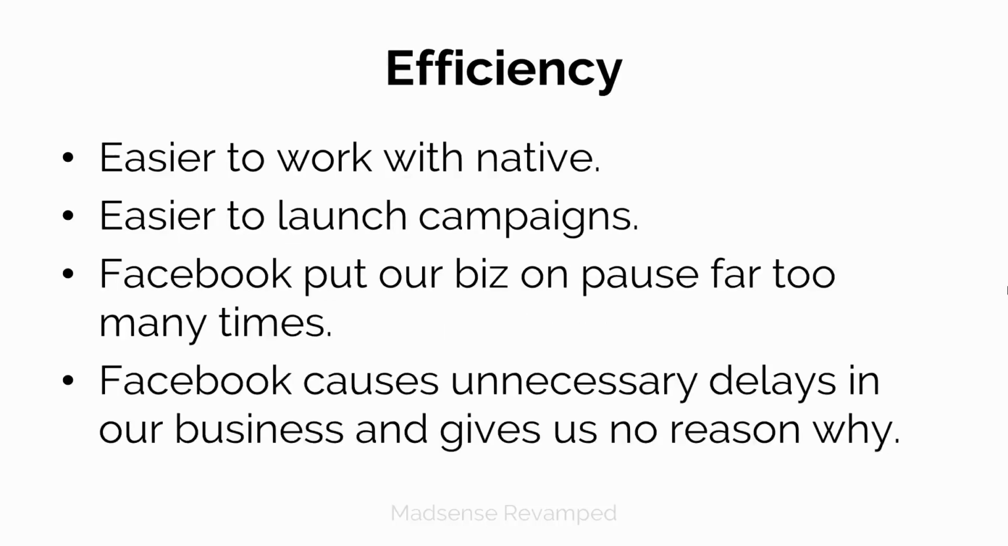Then we have efficiency. Now, it's actually easy to work with native. We set up campaigns on there, and even if they don't approve them, they let us know why, they let us know what to improve. We simply fix that, and always within 24 hours our campaigns are approved and launched, they're off the ground, they're running. With Facebook, on the other hand, they put our business on pause far too many times. Our business is going good, income's coming nice, and that's it, income comes crashing down, or one of our main campaigns gets disapproved, and before you know it, you lose your whole account.